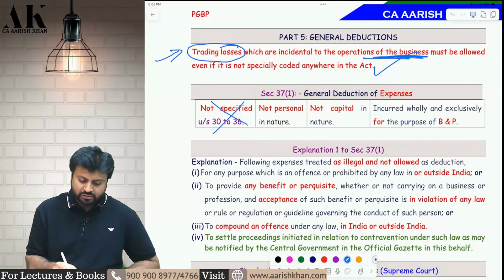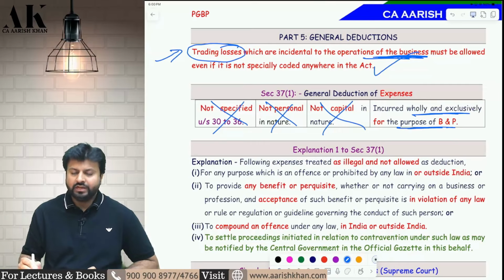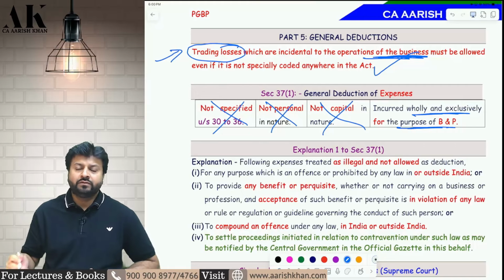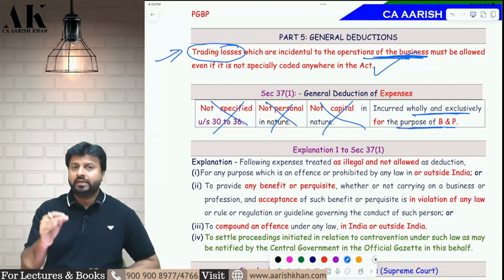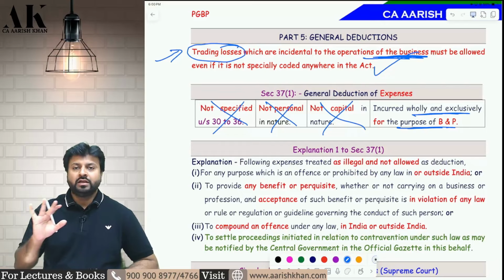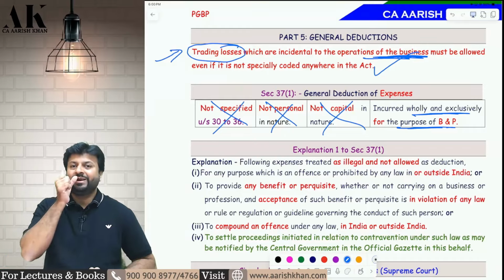First, the expenditure should not be mentioned in 30 to 36. The expenditure should not be personal. The expenditure should not be capital. 3 negative conditions. And 1, the expenditure should be incurred wholly and exclusively for the purpose of business and profession. 1 positive condition. So 3 negative conditions, 1 positive condition, if you fulfill, you can come under 37(1). But wait, there are some explanations also attached over here. There are some circulars attached over here. There are some Supreme Court, High Court judgments attached over here. You have to look at all of them and then take a decision whether an expenditure will be allowed under 37(1) or not.